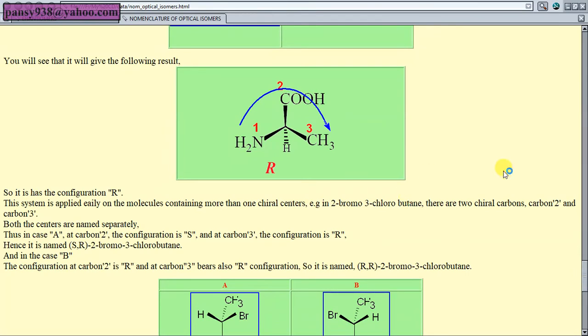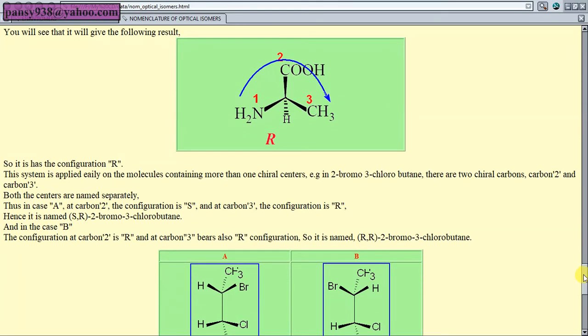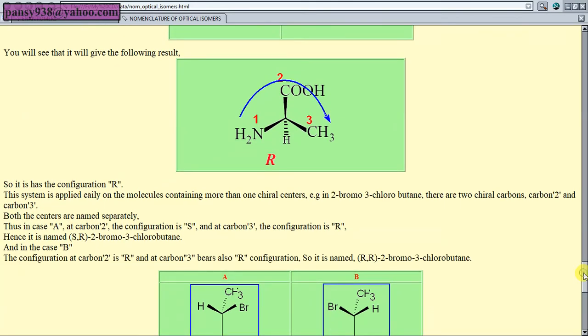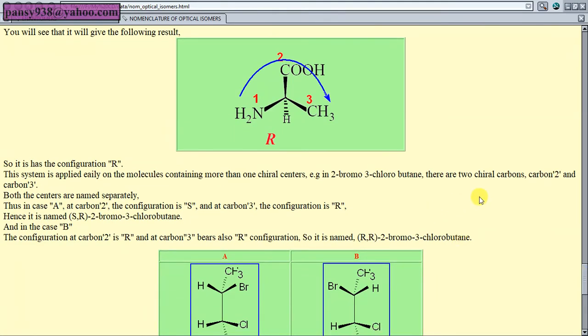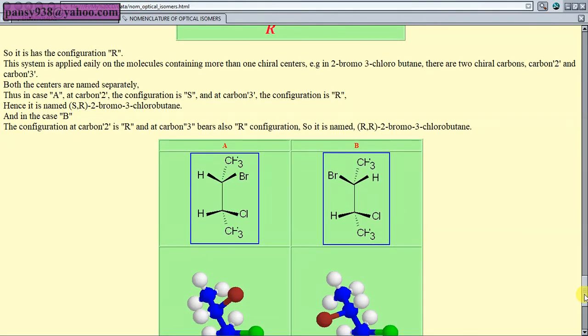This system is not only limited to a single chiral carbon center, but it can be extended for compounds in which many chiral carbons are present. For example, here I have chosen an example which is 2-bromo-3-chlorobutane.